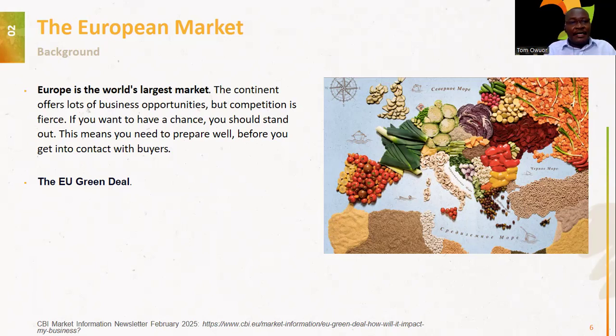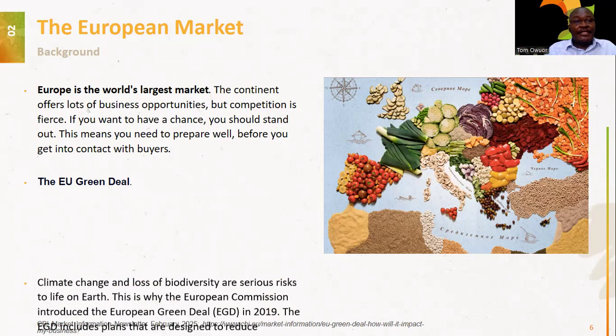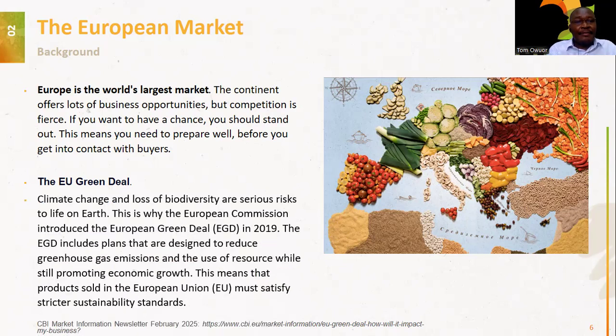For instance, there is what we call the EU Green Deal. This is one of the things that is gaining currency at the moment, and a number of supermarkets are putting pressure based on the legislation that was done by the European Parliament in 2019. And the EU Green Deal is about a reduction of greenhouse gas emissions and the use of resources, while still promoting economic growth.